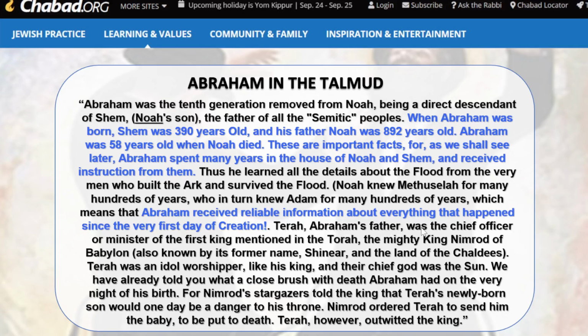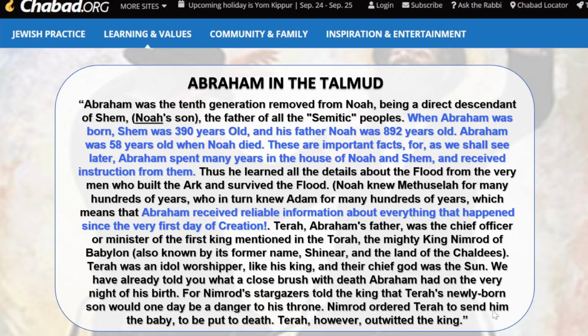Terah, Abraham's father, was the chief officer or minister of the first king mentioned in the Torah, the mighty king Nimrod of Babylon, also known by its former name, Shinar, and the land of the Chaldees or the Chaldeans. Terah was an idol worshiper like his king, and their chief god was the sun. We have already told you what a close brush with death Abraham had on the very night of his birth. For Nimrod's stargazers told the king that Terah's newly born son would one day be in danger to his throne.